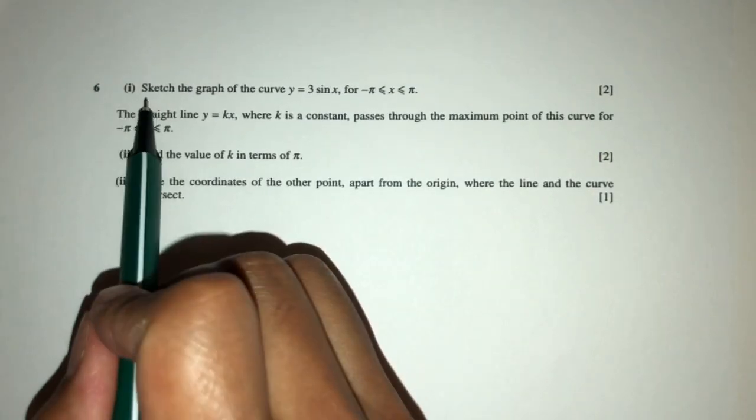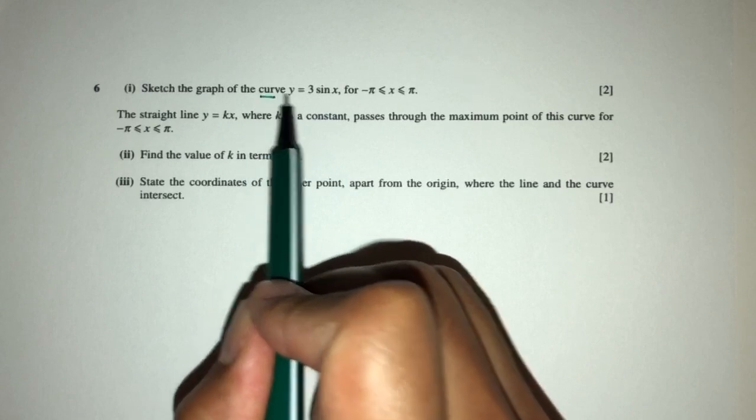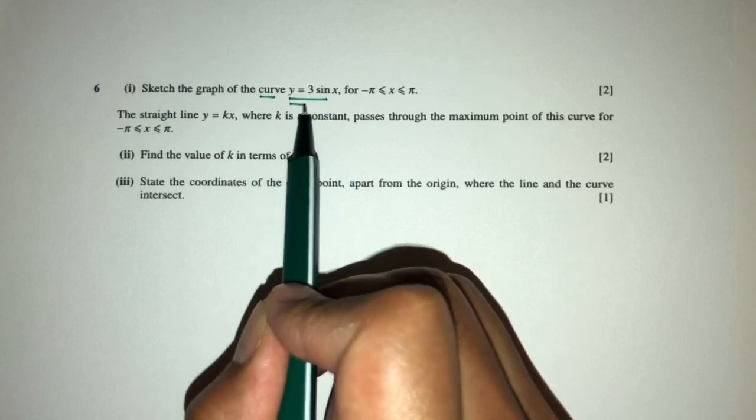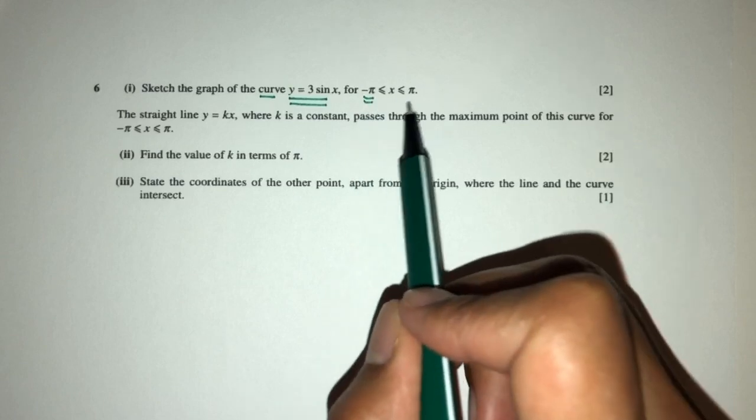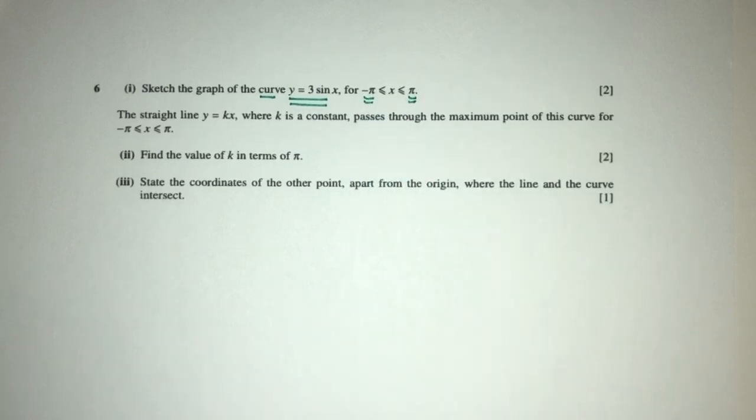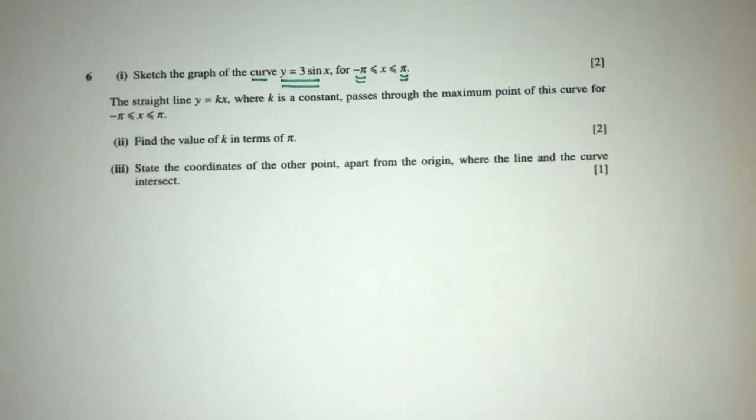Here we have what? Sketch the graph of the curve y equal to 3 sine x for the values of x between minus pi and pi. Okay, great. Now, this is part 1 of the question. Again, this is only a sketch, so as always, whenever we have to sketch a graph, we try to use a table of values, because it will help us to know exactly which points we have to join to form the smooth curve.